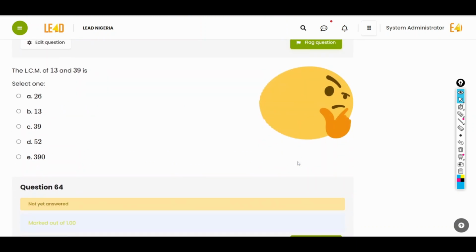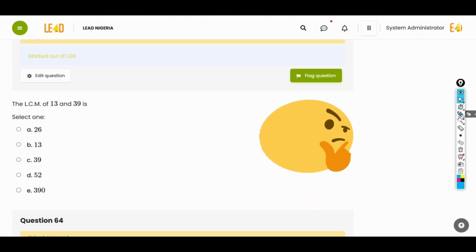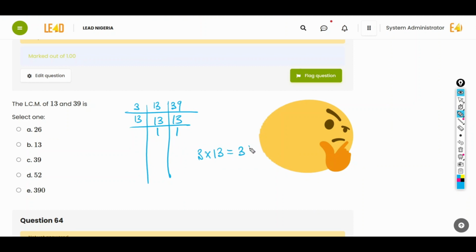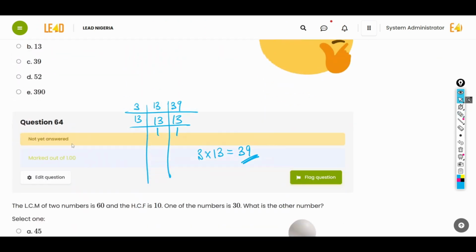Number 63. The LCM of 13 and 39 is, we can start with 3 because 39 can be divided by 3, right? So we have 13 and 13. Then we use 13, we have 1, 1. So the LCM is just 3 times 13, which gives 39. All right, that's 63.